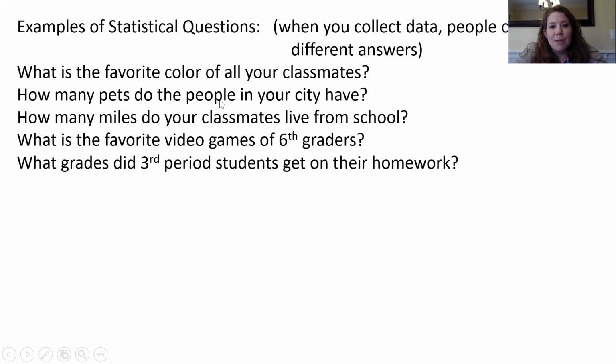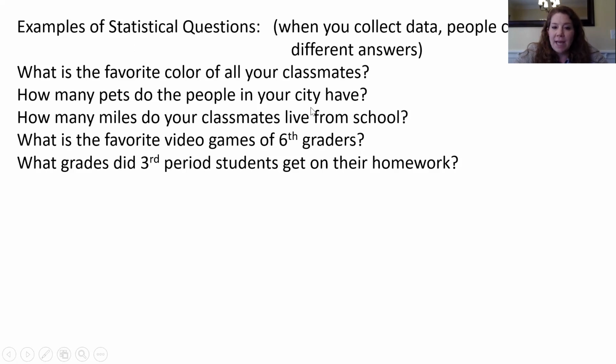How many pets do the people in your city have? So you're not asking exactly how many pets are in one home, because there's only one answer to that. You're gathering data from a big area. So there could be people with 0 pets, and someone else could have a farm and they could have, I don't know, a lot. So baby goats, 30 baby goats, I don't know. How many miles do your classmates live from school? So once again, a lot of different answers to that question.